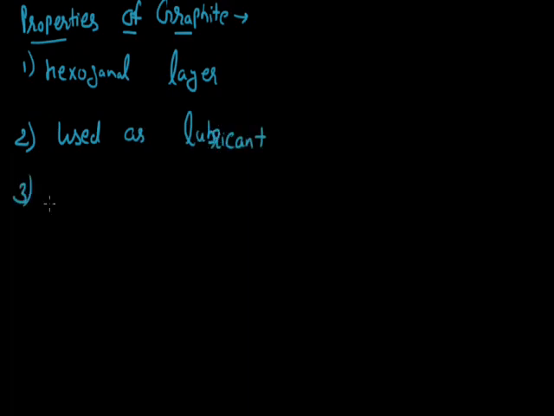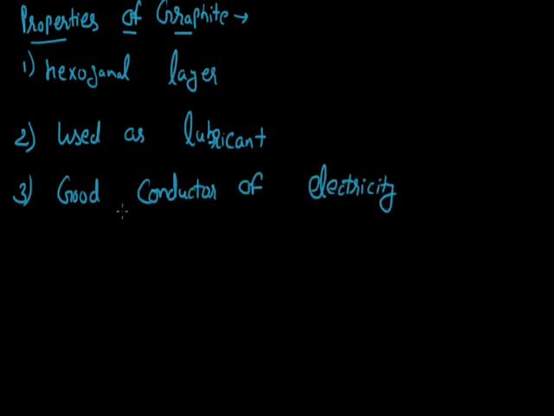The third one is, in graphite, every carbon atom has one free valence electron, and this free valence electron is responsible for the conduction of electricity. So graphite is known as a good conductor of electricity. And this is the reason why we use graphite for the formation of electrodes in batteries and electrical furnaces. Graphite has a very high melting point, and this is the reason why graphite is used in metallurgical processes to heat other elements or compounds.